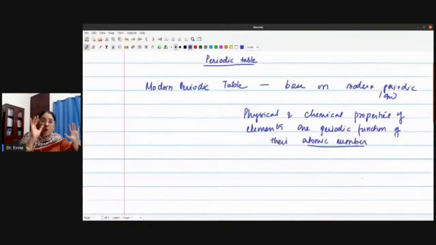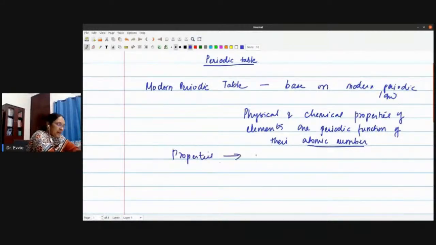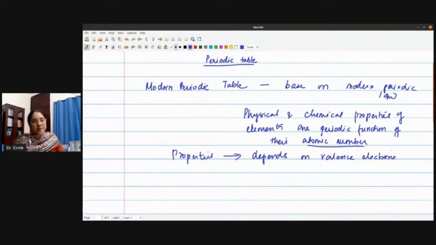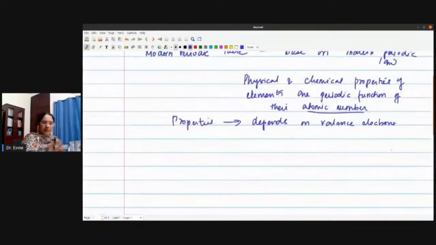Because it is based on the atomic number, all the properties of elements depend on valence electrons. All the behavior or properties depend on how many electrons are there in the valence shell, whether it is a physical property or a chemical property. All that depends on the valence electrons.